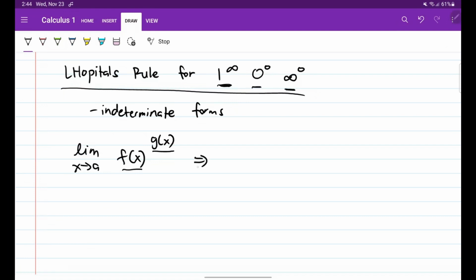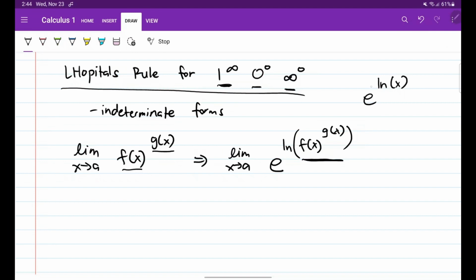So, para ma-apply natin yung L'Hopital's rule, ang gagawin natin is we do limit as x approaches a ng e to the ln ng f of x raised to g of x. Okay? So, bakit pwede natin gawin yung ganito? Kasi, yung e to the ln ng kahit ano is equal to just the function na nasa loob ng ln. No? So, if we have e to the ln of x, naalala natin na ito ay magka-cancel and this is just equal to x. No?